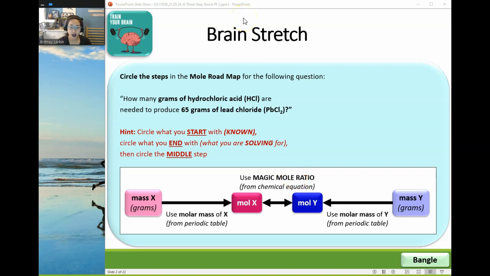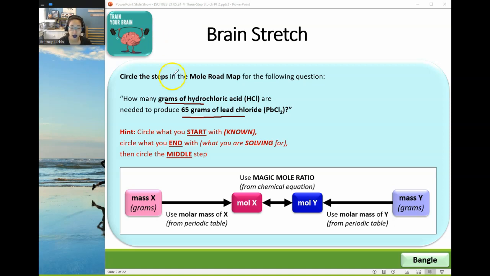So for your starter today, just take a look at this image and think to yourself which of these steps need to happen for this question. The question is, how many grams of hydrochloric acid are needed to produce 65 grams of lead chloride? Pause the video for a moment and think: what is the number that I know, its units, and the chemical? That's what we're going to start with.